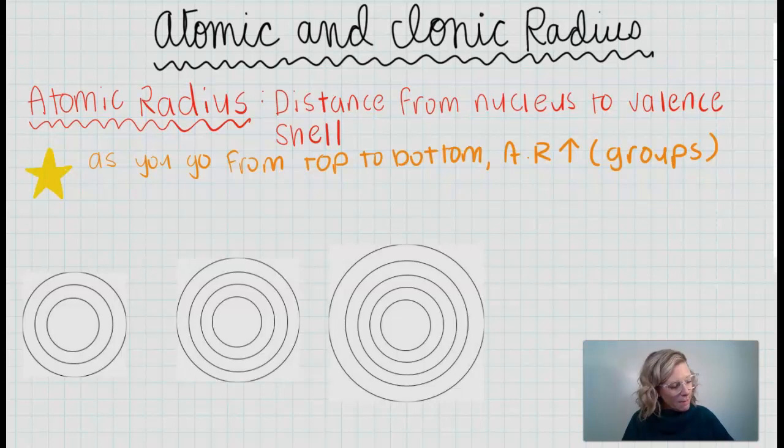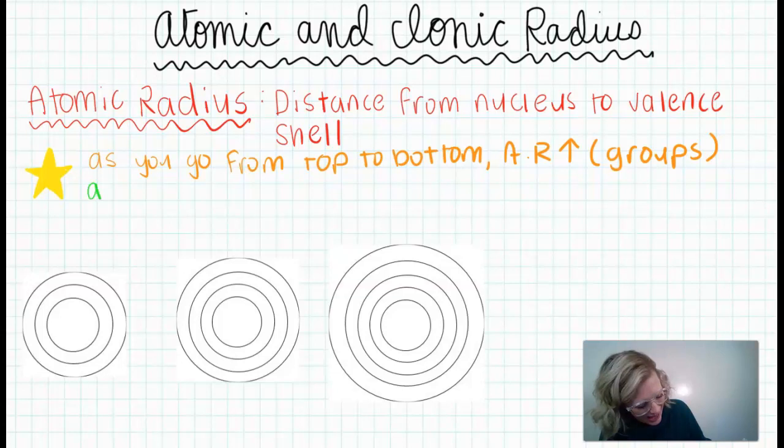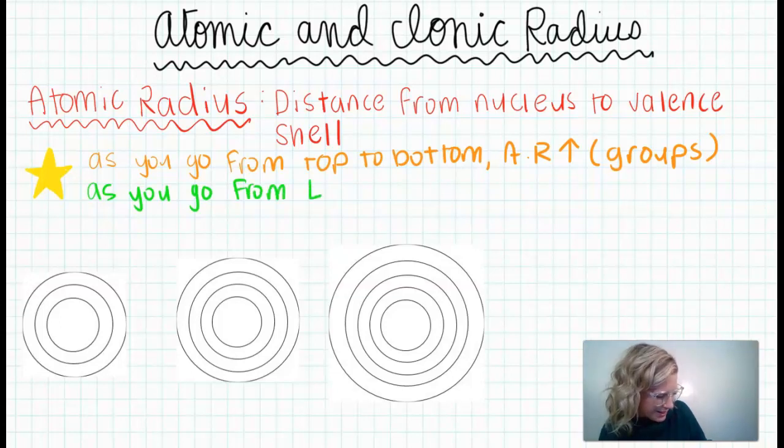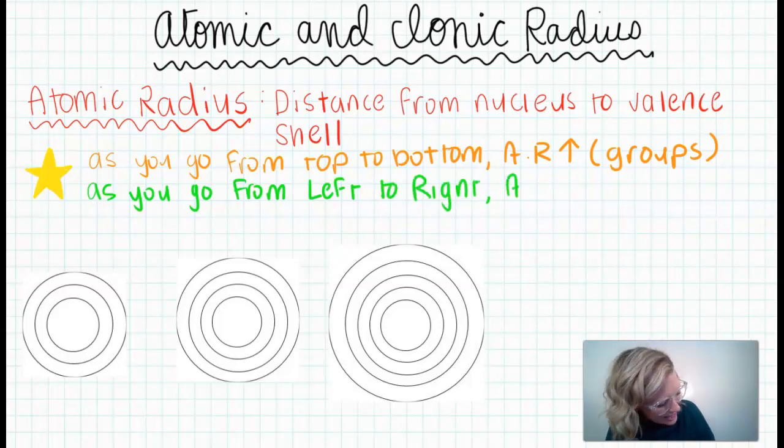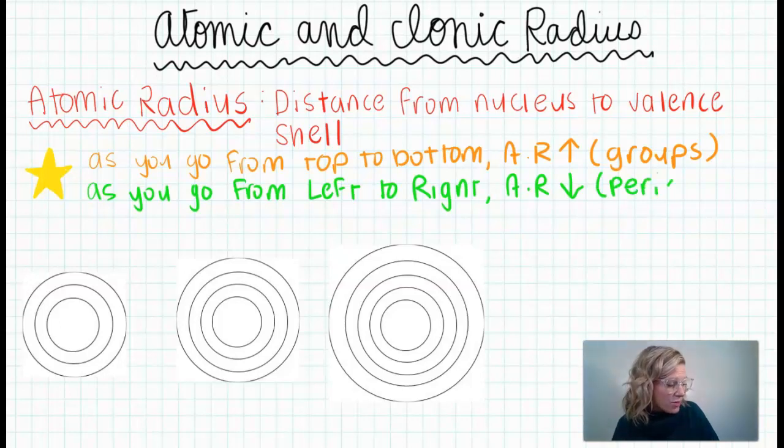Okay? What about then for the periods? As you go from left to right, okay, the atomic radius is going to decrease. And we again learned that from our graphing experience in class. So that is the trend for the periods. So we go from top to bottom, it gets bigger. We go from left to right, it gets smaller.